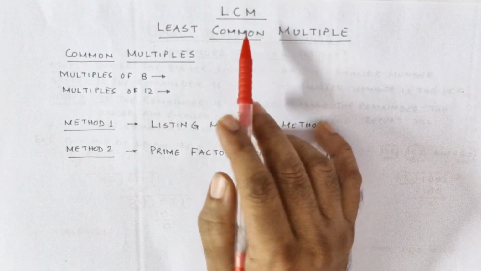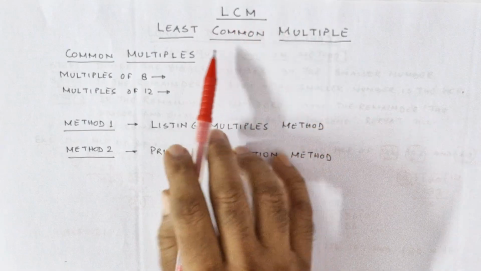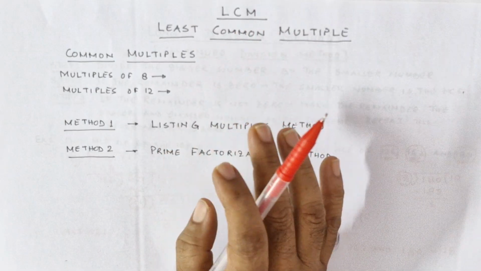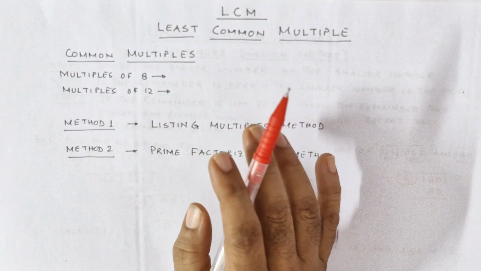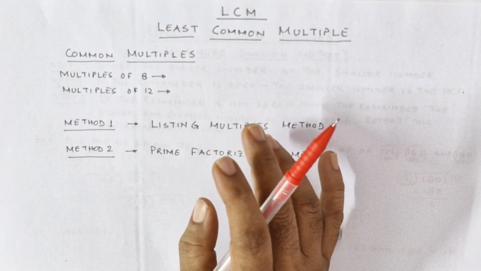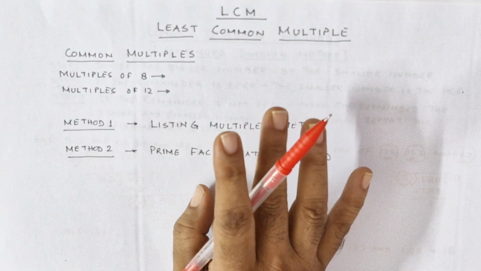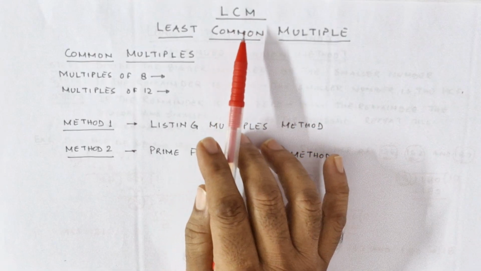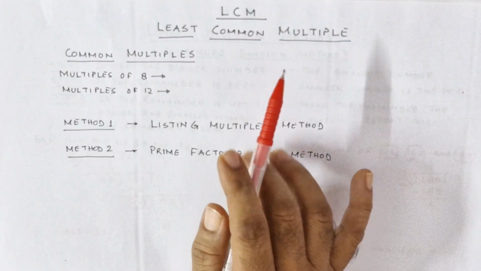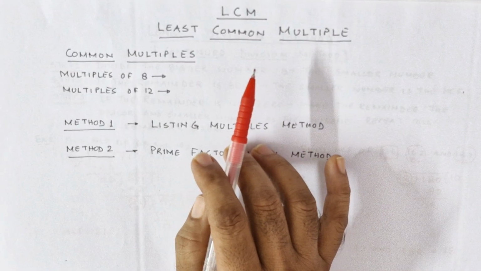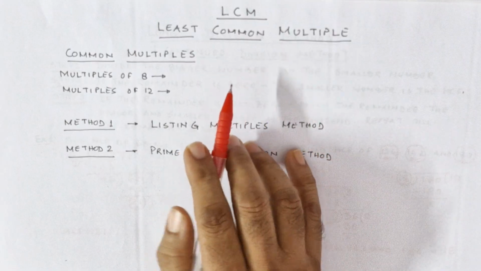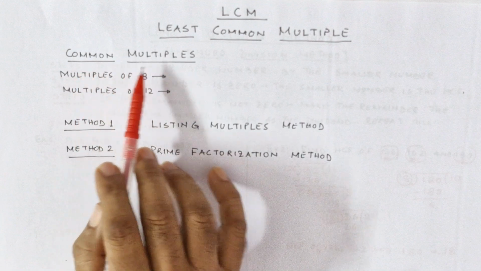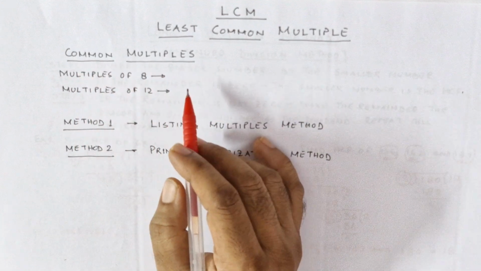Today's topic is LCM, Least Common Multiple. So in previous lectures we have seen how to calculate and find HCF by 4 methods. Today we'll see how to find out LCM, Least Common Multiple. First of all, let's see what that is. We'll try to grasp the concept of common multiples at the very beginning.